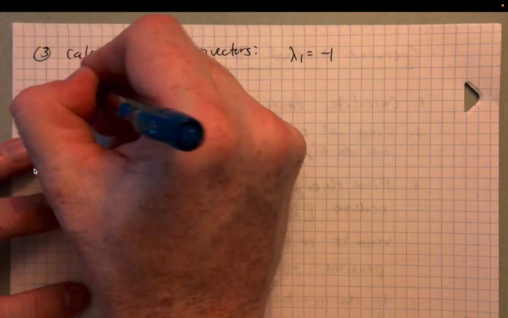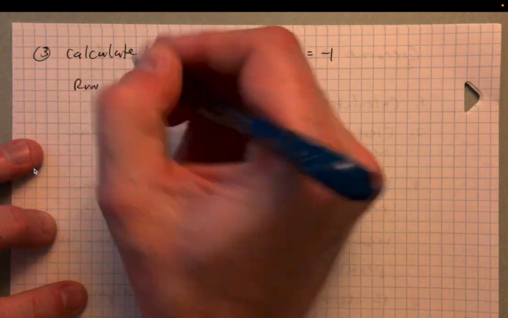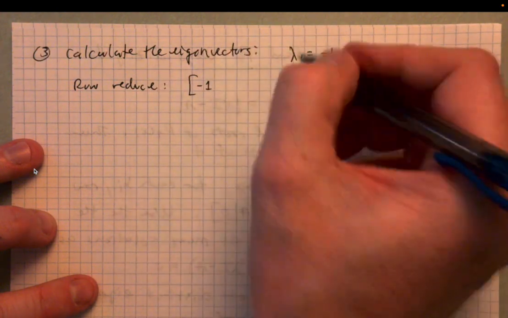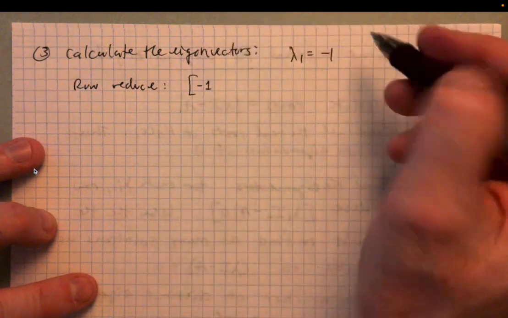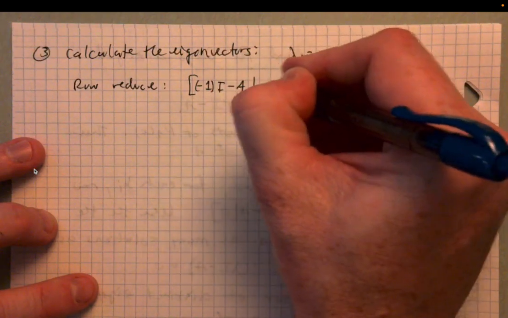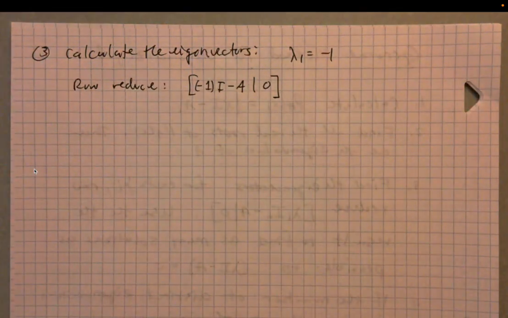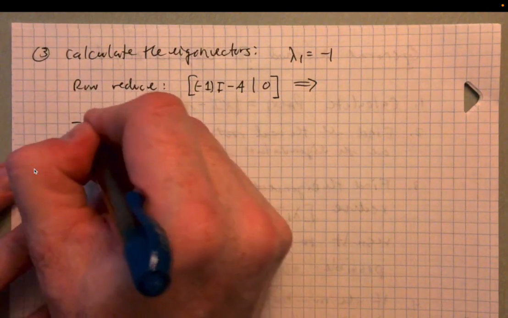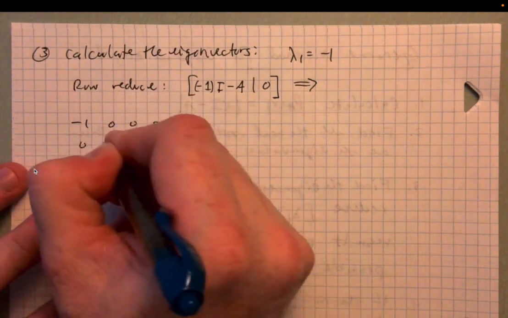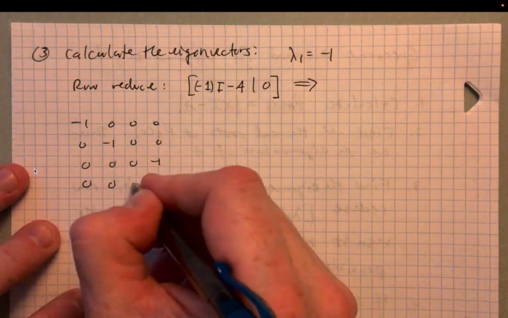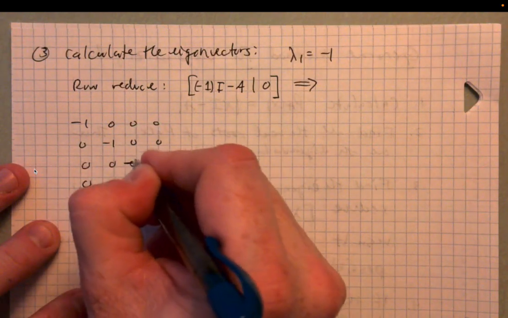So we want to row reduce. In this case, lambda is -1. So -1 times the identity minus A, the homogeneous system that has that as its coefficient matrix. Okay, and so what does that mean? Well, you've got -1, 0, 0, 0, 0, -1, 0, 0, 0, 0, -1, 0, 0, 0, 0, -1. This should be a -1, sorry.